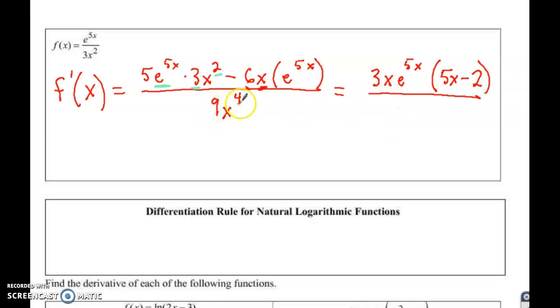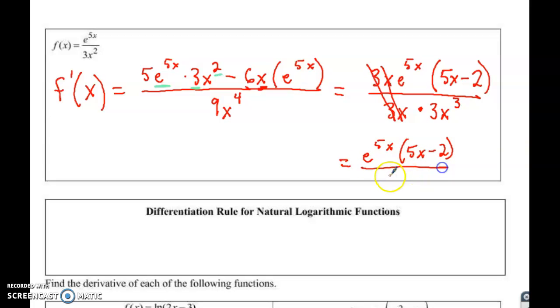And maybe rewrite this as 3x times 3x to the 3rd. So then you could simplify the 3's there, and we're just left with this nicely simplified problem if you take it all the way down. There you go. Fairly nice answer.